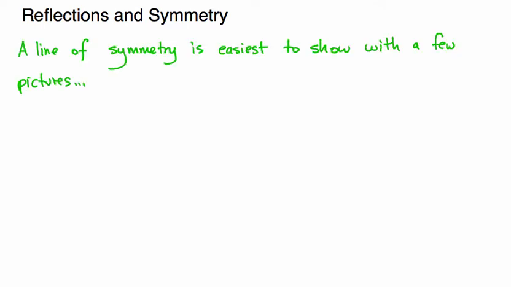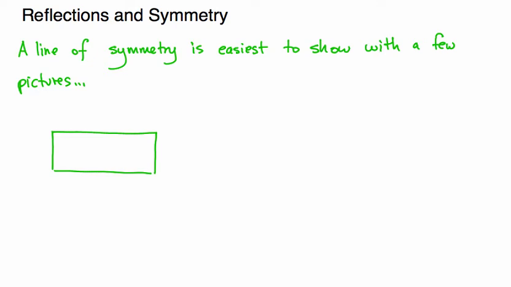Reflections and symmetry. I'm actually going to take a look at symmetry first, and symmetry is actually easiest to show with a few pictures. By symmetry in these pictures, I'm really talking about a line of symmetry. So if I've got a nice looking rectangle, no, that's not perfect, but a nice looking rectangle, a line of symmetry is where on one side of that line it's the exact mirror image as on the other side.